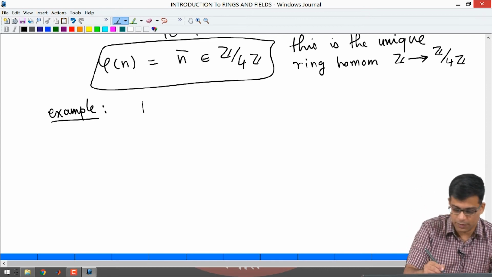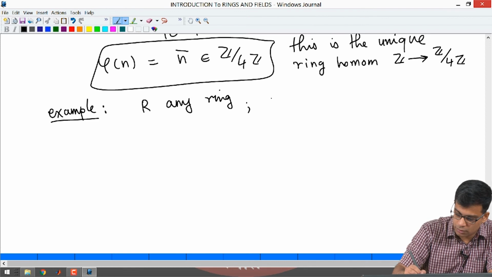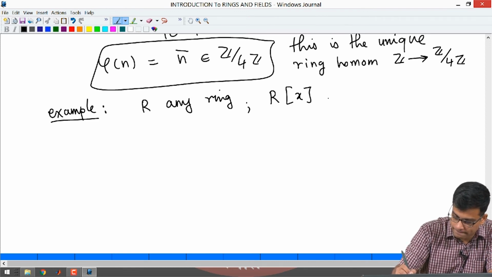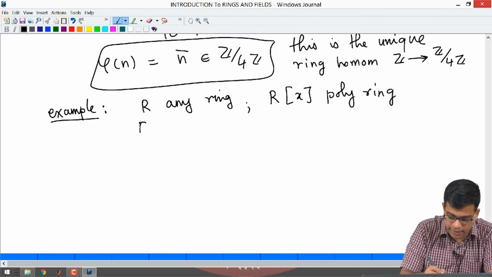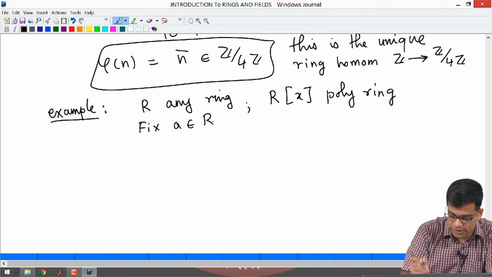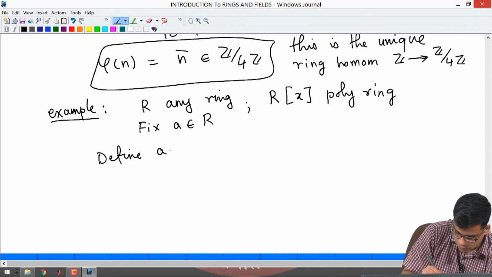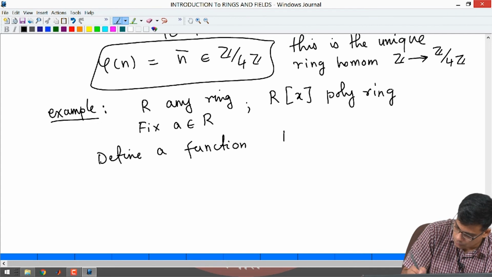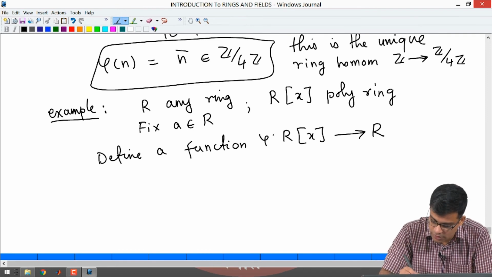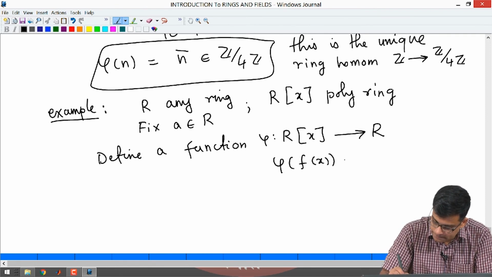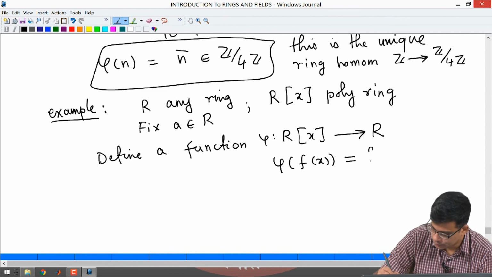Okay. So, for this purpose let us take R any ring and consider the polynomial ring R[x] that we discussed in a previous video, and let us fix an element of R, let us call it a. So, define a function from R[x] to R by sending, let us call this phi, f(x), a polynomial in R[x], I send it to f(a).